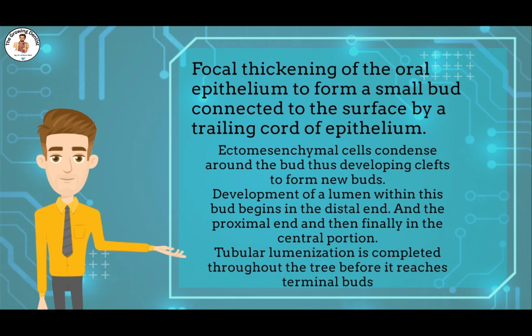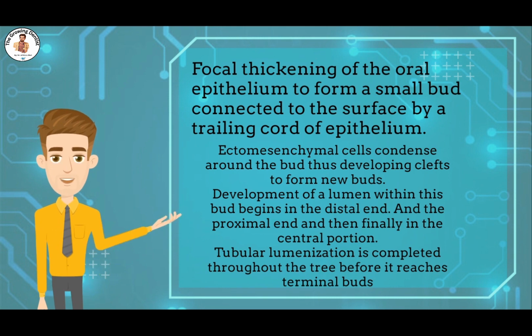These ectomesenchymal cells are specific for gland development. The development of a lumen within this bud begins in the distal end, leading towards the proximal end, and then finally in the central portion. Tubular luminization is completed throughout the tree before it reaches the terminal buds.